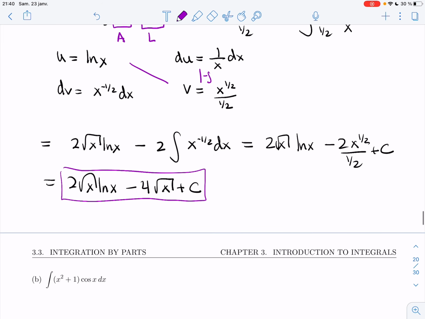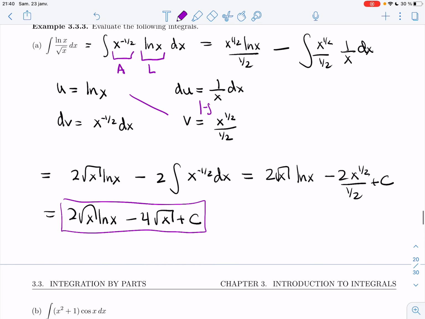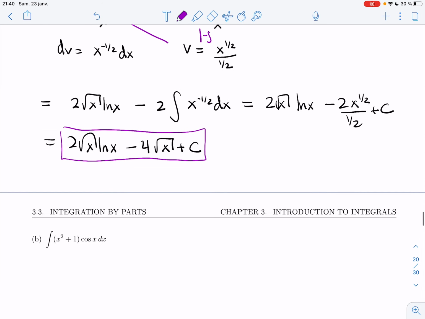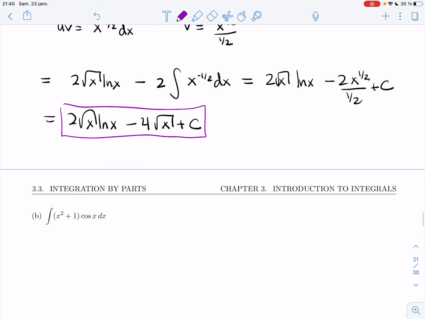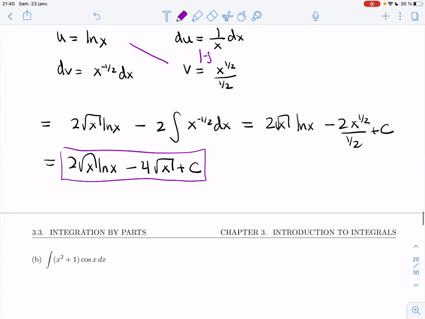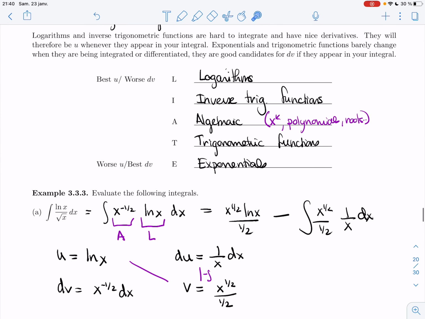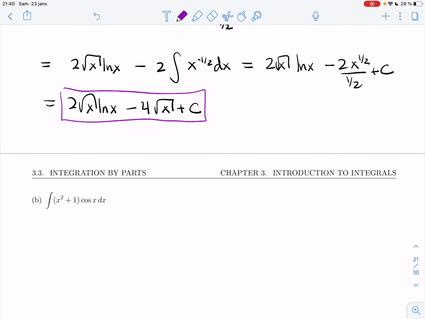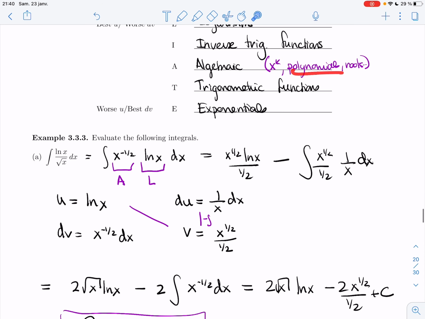All right, I'm going to do one more. I'm going to do the integral of x squared plus 1 times cos of x. All right, and then we'll stop this video. Here, let's look back at our list. Well, cosine is trig. That's easy. And then x squared plus 1, that's a polynomial, so it's algebraic.